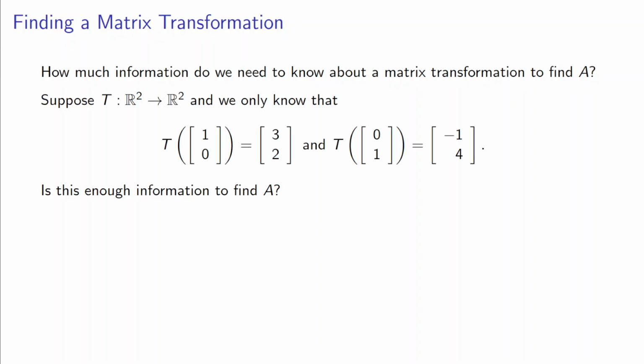So for example, suppose we have a matrix transformation T that goes from R2 to R2, and we only know that T of (1, 0) equals (3, 2), and T of (0, 1) equals (-1, 4). So we know where this transformation takes these two specific vectors. Is this enough information to find A? So let's consider this particular example.